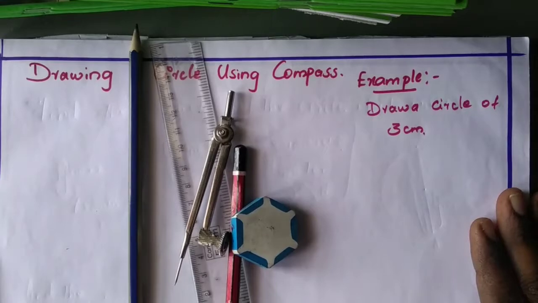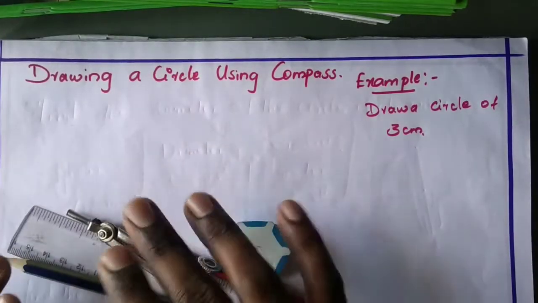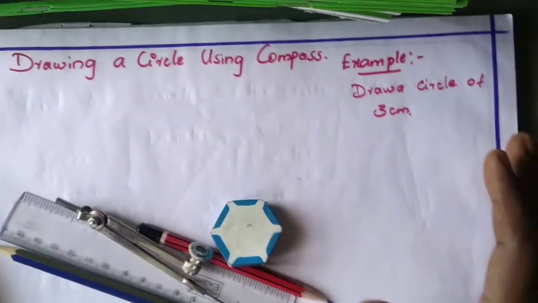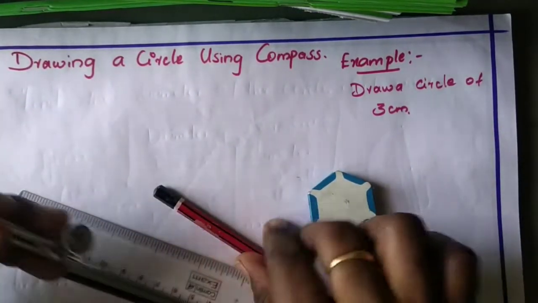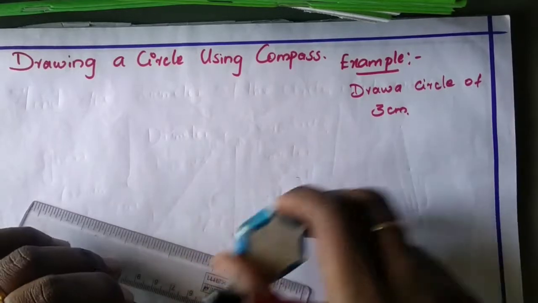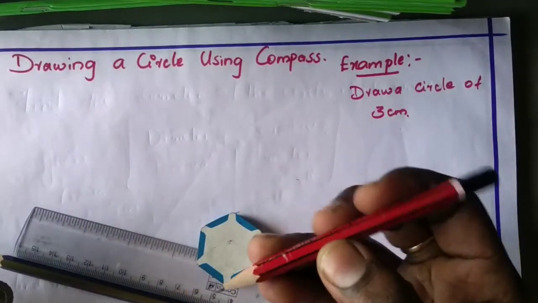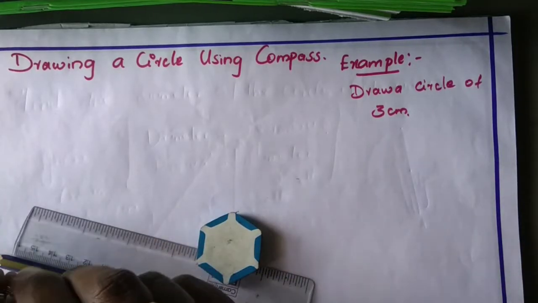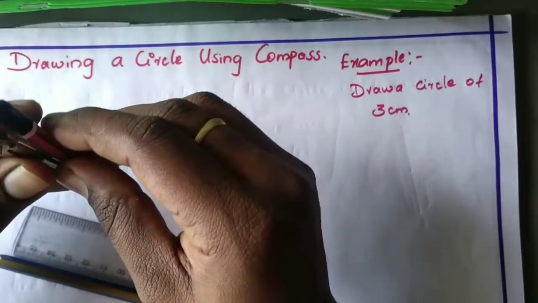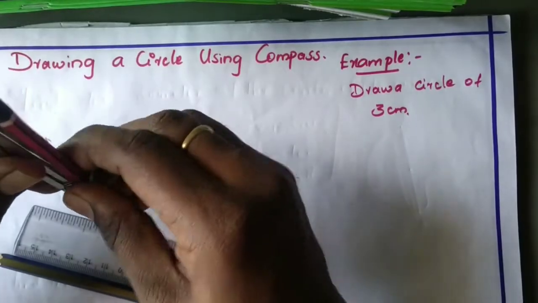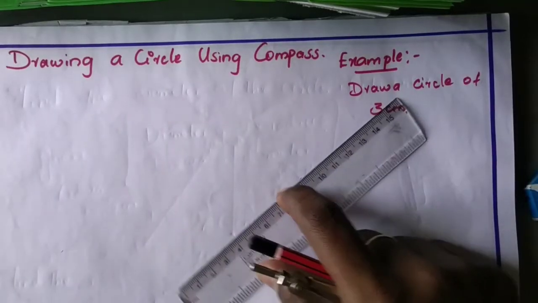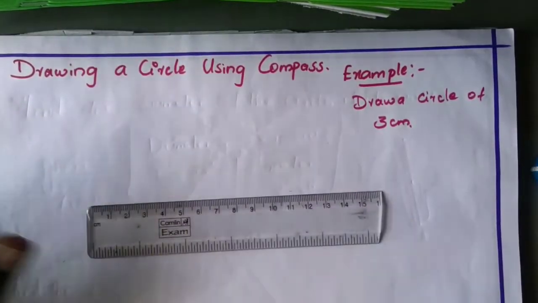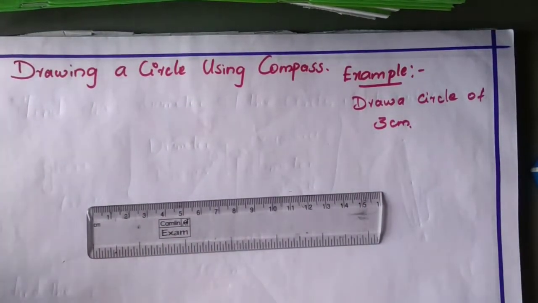Here we are going to draw a circle using a compass. Drawing a circle using a compass is our next topic. The things we need are a compass, a pencil, a scale, and an eraser. Before drawing, please keep your pencil tip sharp. You now know how to keep the pencil in the compass. Please keep everything beside you whenever you start drawing.